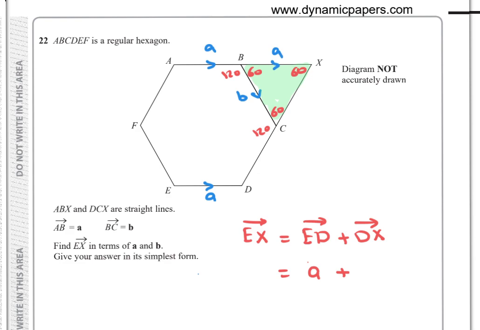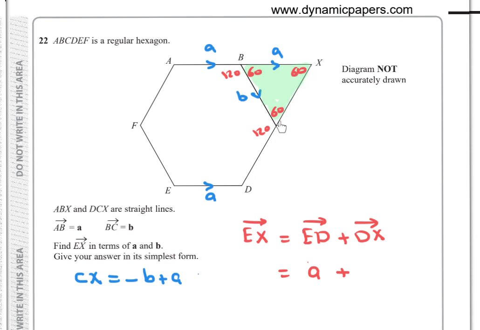Now we can find CX. To find CX, CB plus BX. CB is negative b. BX is a. So negative b plus a. So CX is negative b plus a. Now we need DX.